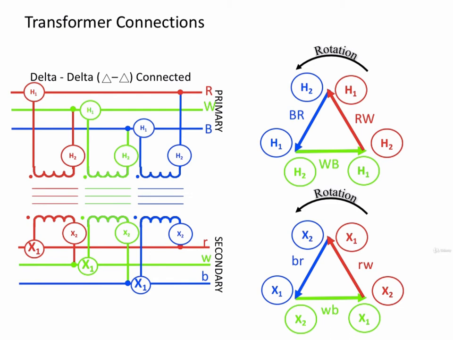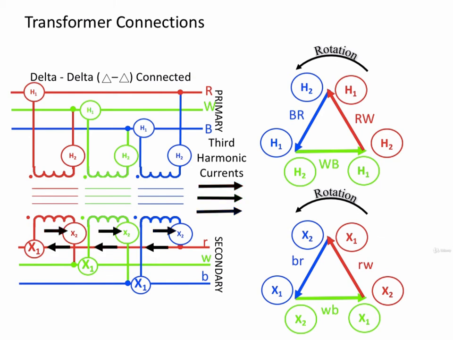You'll notice that there is no neutral connection in a delta-delta connection. No difficulty due to third harmonic circulating currents is encountered since the delta-connected windings provide a path for them. The third harmonic current vectors of each phase are in phase and will circulate in the delta as shown.